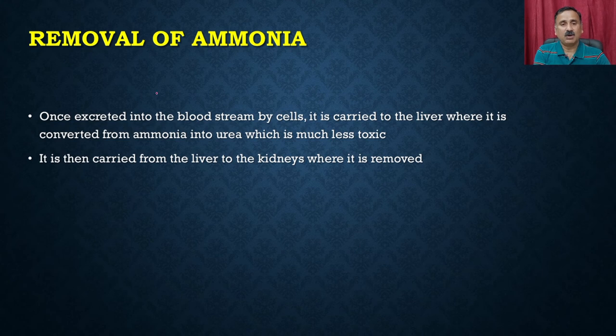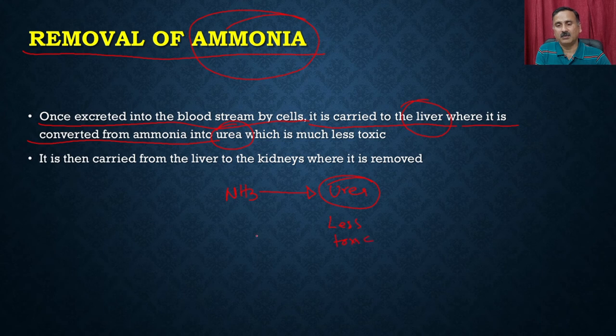Now, let's talk about how we are going to remove ammonia, right? Once it is released into the bloodstream by the cells, because ammonia is a metabolic byproduct of different types of cells, they throw these byproducts into the blood. The ammonia is carried to the liver, where it is converted into urea. Ammonia is very, very toxic, so it is converted into urea, which is less toxic. This is toxic and this is less toxic.